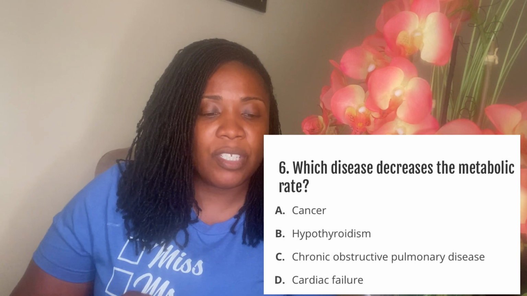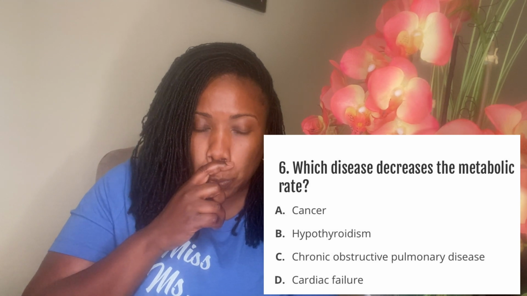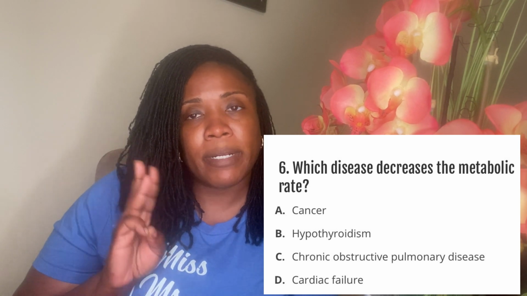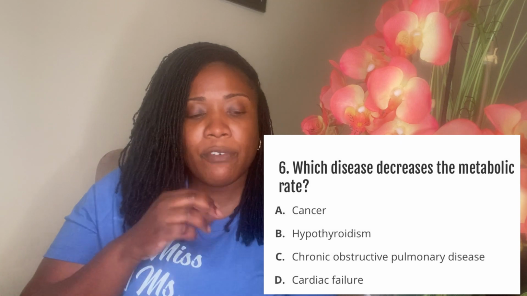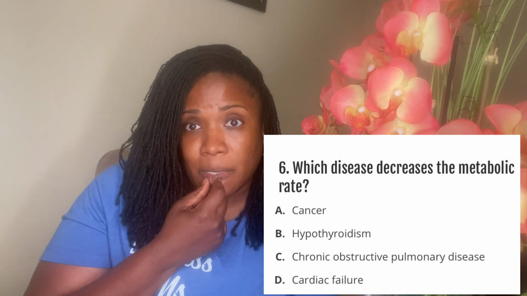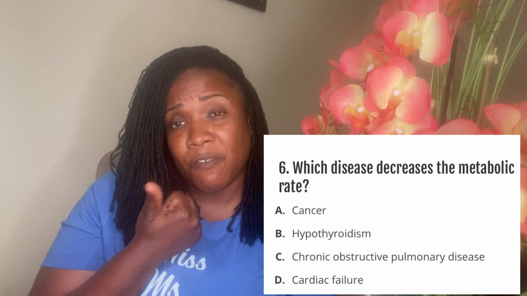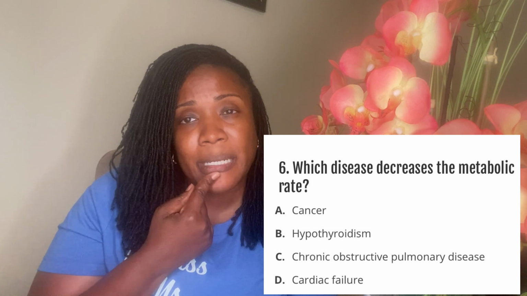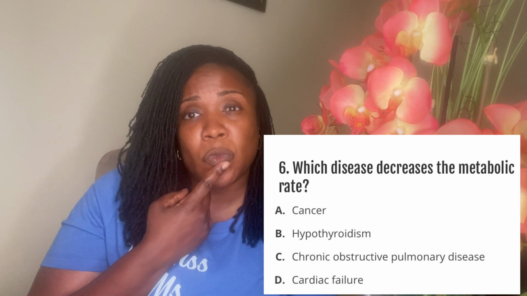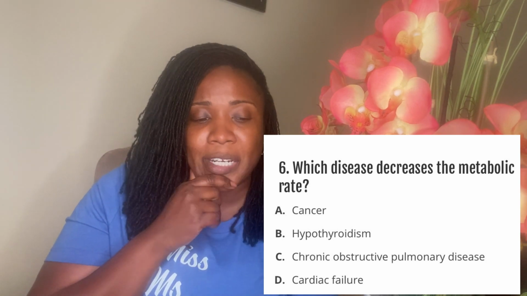Number 6 says, which disease decreases the metabolic rate? We have cancer, we have hypothyroidism, we have chronic obstructive pulmonary disease, and we have cardiac failure. Now, our metabolic rate would be our metabolism, right? So I know that cancer affects my immune system, so cancer is probably not going to affect my metabolic rate. Hypothyroidism has to do with my thyroid, and my thyroid does control my hormones, so I'm going to hold on to hypothyroidism and look at the rest.